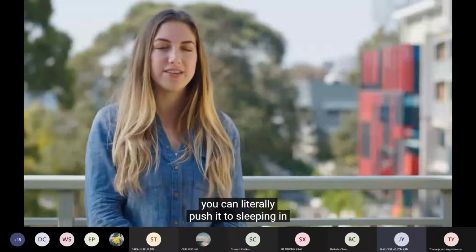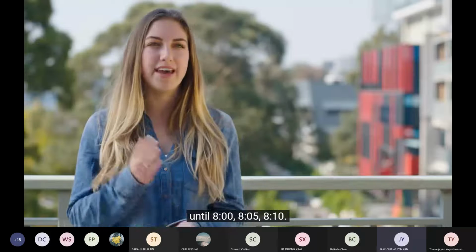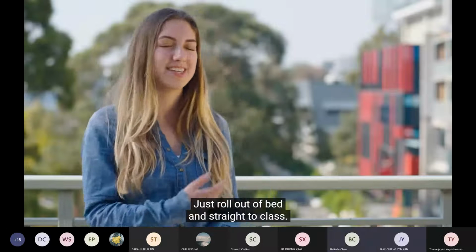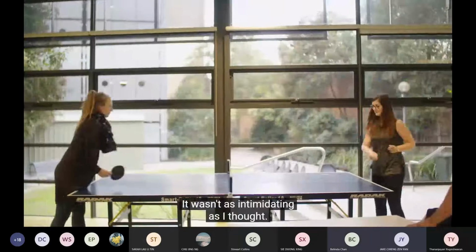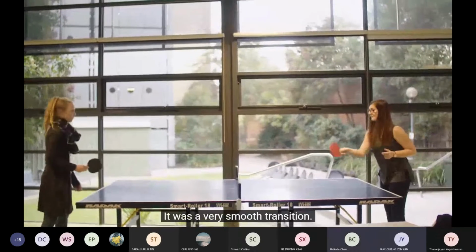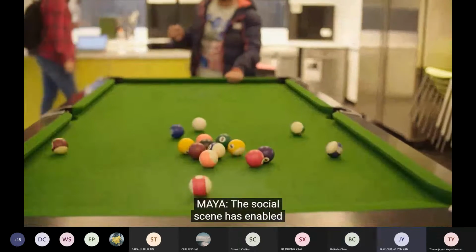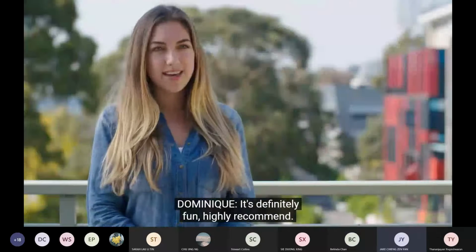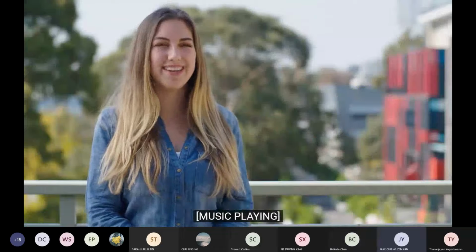If you have an 8:30 class, you can literally push it to sleeping in until 8:05, 8:10. Just roll out of bed and straight to class. It's so simple. It wasn't as intimidating as I thought. It was a very smooth transition. The social scene has enabled me to meet like some of my closest friends. It's definitely fun. Highly recommend.